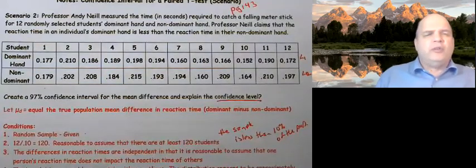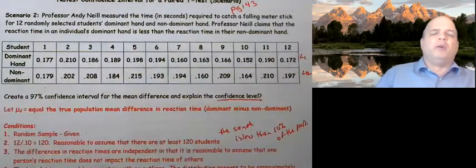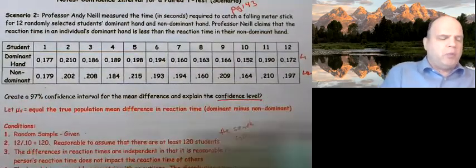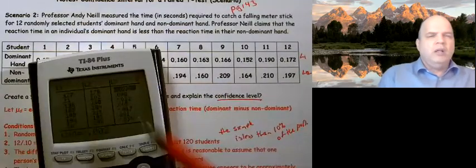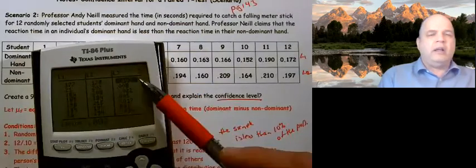The next thing is normality. They didn't tell us it was normal, and we only have 12 pairs. If we had 30 or more pairs, we could say it's normal by central limit theorem, but we don't. So we've taken a moment and I went ahead and calculated this.